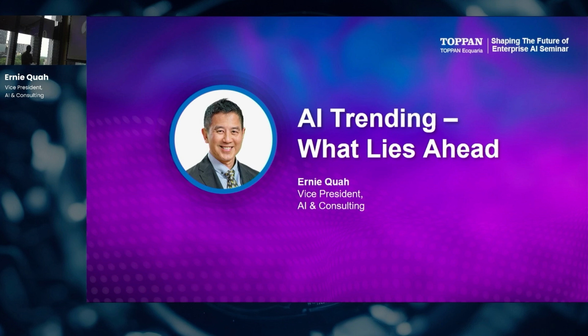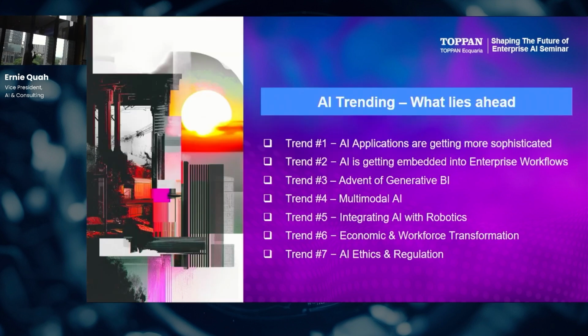Today I'm going to run through the first section of the talk, which is the trends that lie ahead. I'm going to talk about 7 trends. The first one will be AI applications getting more sophisticated. I'll list through the various categories of application, so that in your mind you can visualize how the development is progressing.